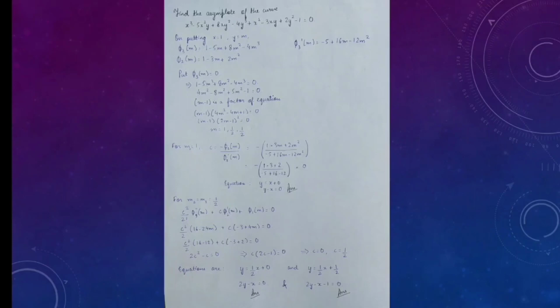So putting the value of m, now 1 upon 2, we'll get c square upon 2 (16 minus 12) plus c(minus 3 plus 2) is equal to 0, that is 2c square minus c is equal to 0, and the value of c will come out to be 0 and 1 upon 2. So the equations will be y is equal to 1 upon 2 x plus 0, that is 2y minus x is equal to 0, and y is equal to 1 upon 2 x plus 1 upon 2, which is equal to 2y minus x minus 1 is equal to 0. These are the three asymptotes for the curve.